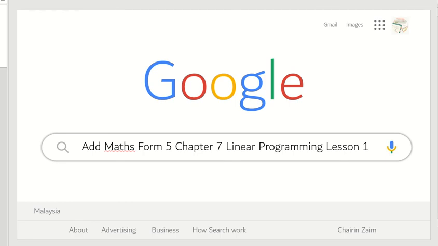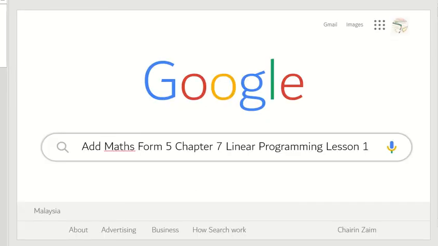Okay, we start our new topic today. Today we're going to learn about the Form 4 Chapter 7 Linear Programming, Lesson 1. This is related to Form 4 Mathematics: linear equations and linear inequalities in two variables.